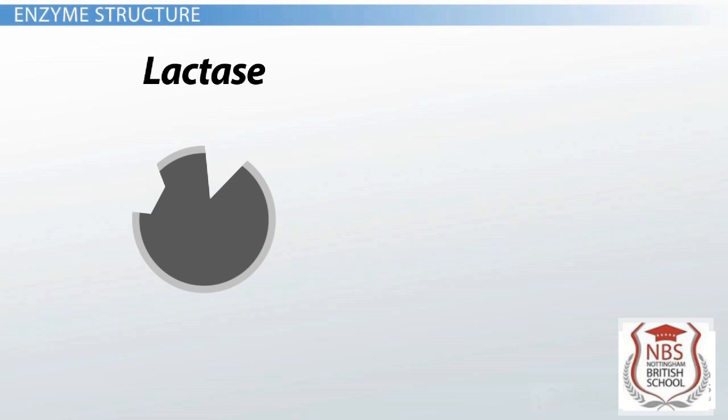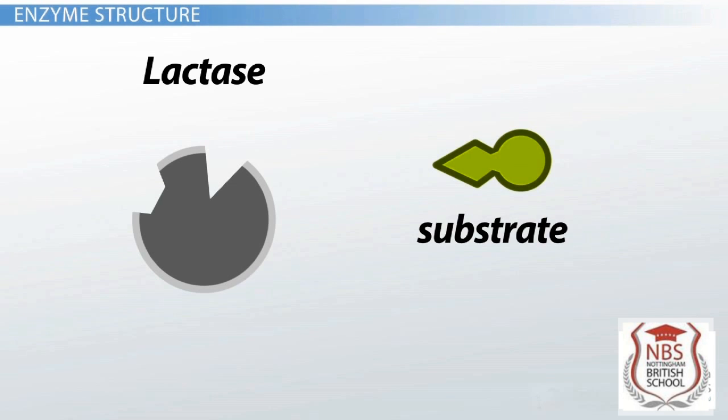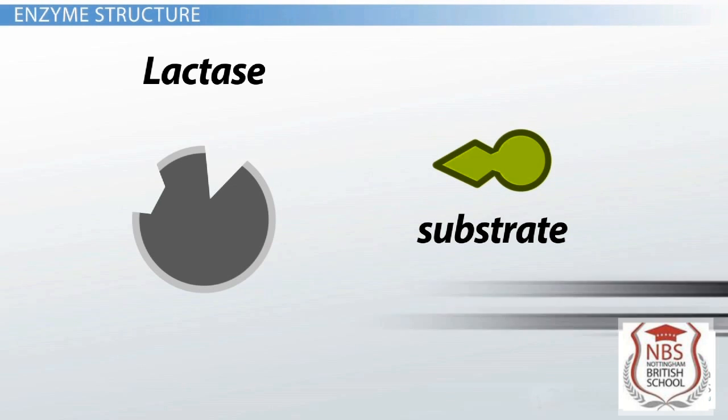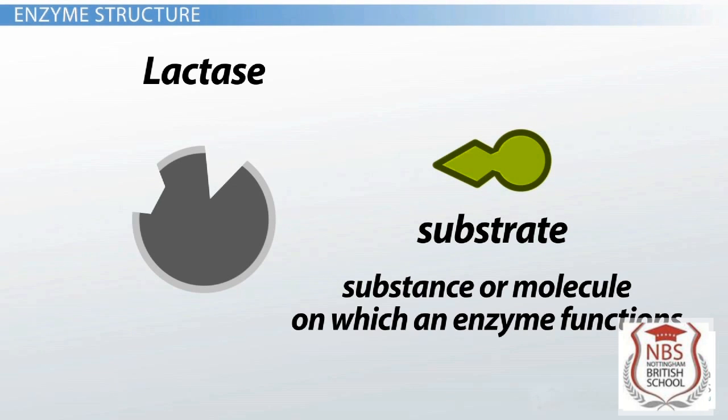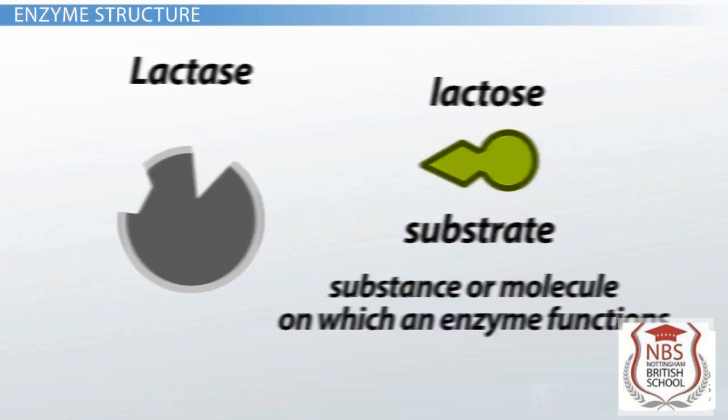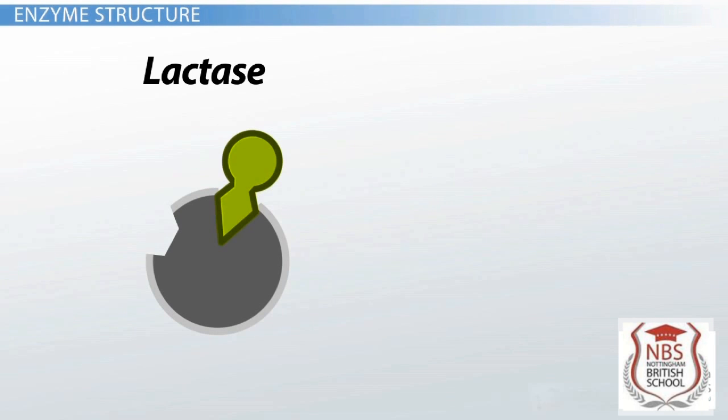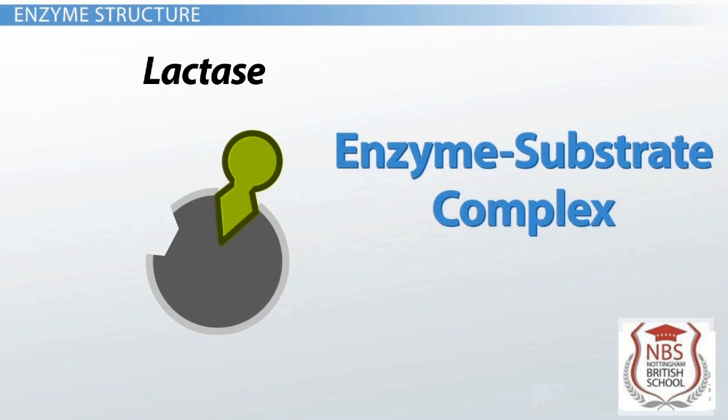Lactase speeds up the rate of this reaction, allowing us to digest lactose. Let's talk about how it's done. Lactase starts its reaction by binding to its substrate. A substrate is a substance or molecule on which an enzyme functions. So the substrate for lactase is lactose. Together with the enzyme, substrates form an enzyme substrate complex. So remember that term, enzyme substrate complex.